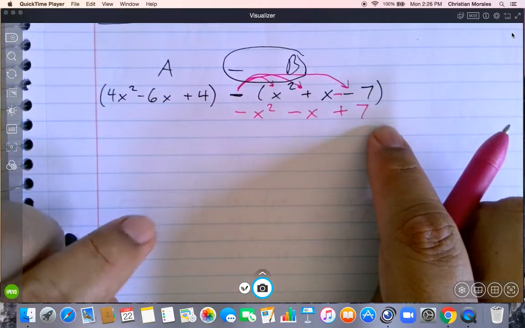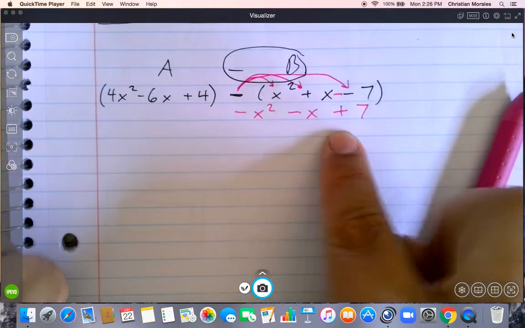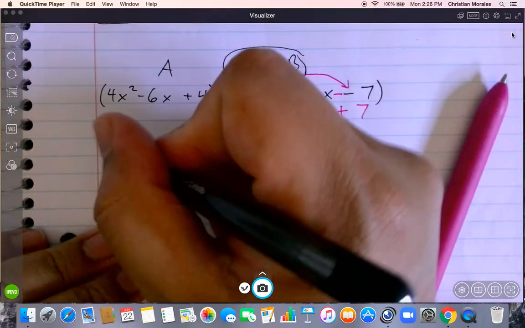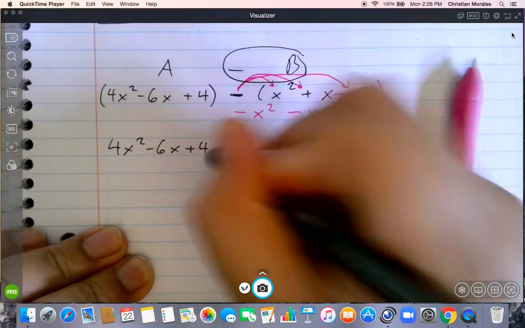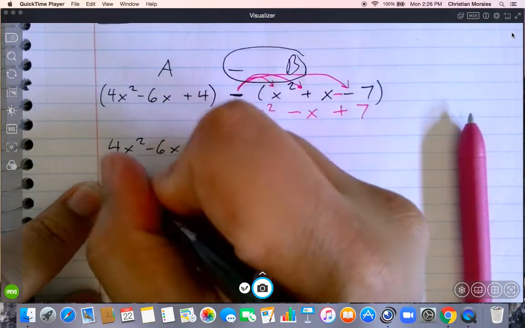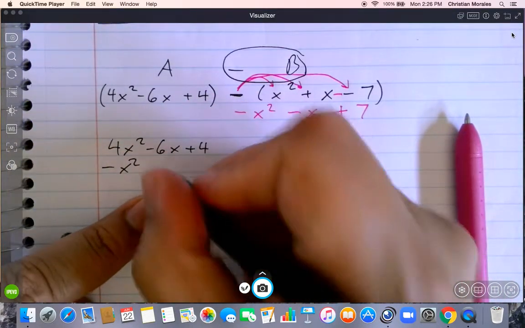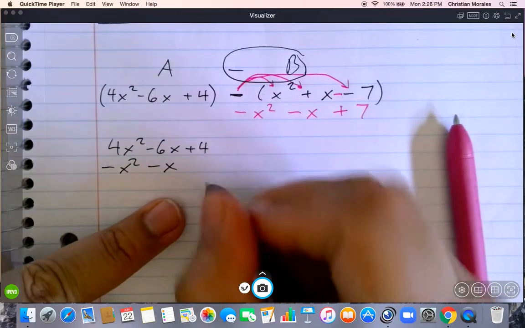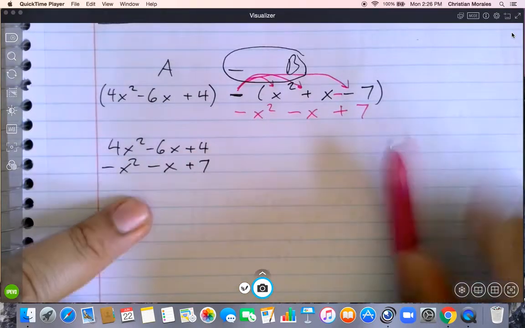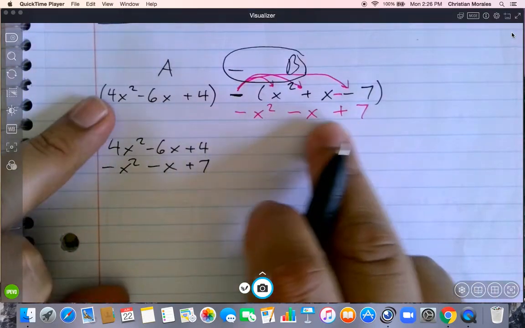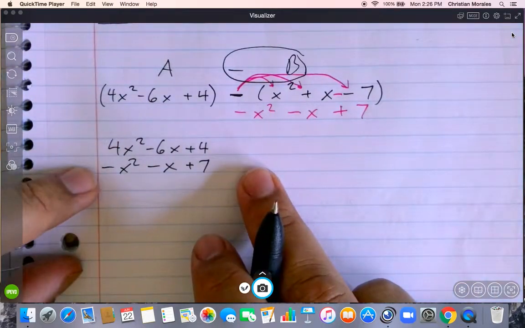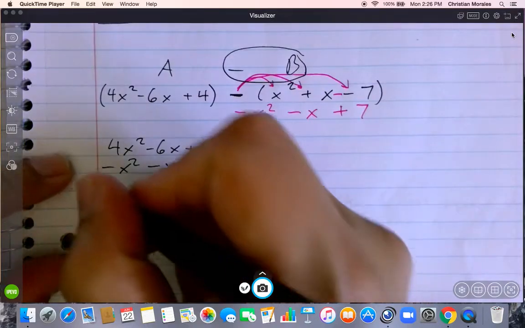So when you line it up, you're going to line up these numbers with this. So you got 4x squared minus 6x plus 4. Minus x squared will go here. Minus x will go here. And plus 7 will go here. I still like to stack it up. And luckily, they all have a matching term. So this one will end up as a trinomial.